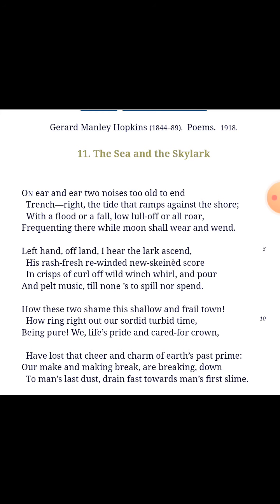Genesis, the reference is to Genesis, Bible, that man was originally made, and to dust we shall ultimately return. We are losing our constructive energy rapidly and are moving fast to our doom, to our original state of slime. These last lines recall the burial service: to man's last dust, drain fast towards man's first slime.